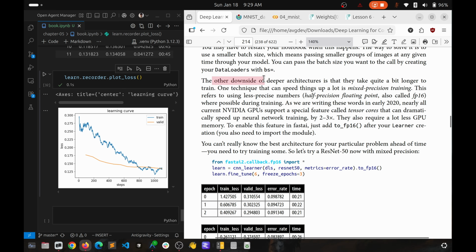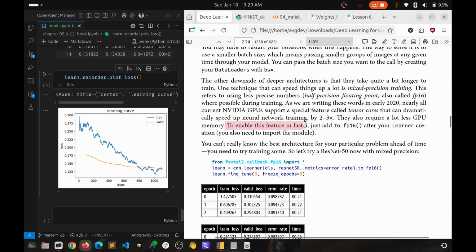The other downside of deeper architectures is that they take quite a bit longer to train. One technique that can speed things up a lot is mixed precision training. This refers to using less precise numbers, half precision floating point, also called FP16, where possible during training. As we are writing these words in early 2020, nearly all current NVIDIA GPUs support a special feature called Tensor Core that can dramatically speed up neural network training by 2 to 3 times. They also require a lot less GPU memory.